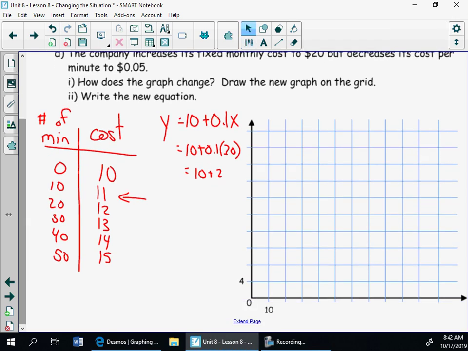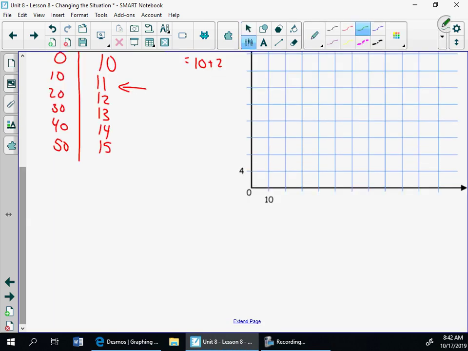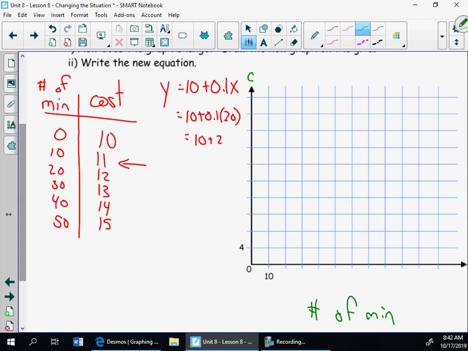Okay, so they gave us a graph. This has to be number of minutes. This has to be my cost. We can fill in some more numbers here. 20, 30, 40, 50, 60, 90, 100, and 8, 12, 16, 20, 24, 28, and so on and so on.